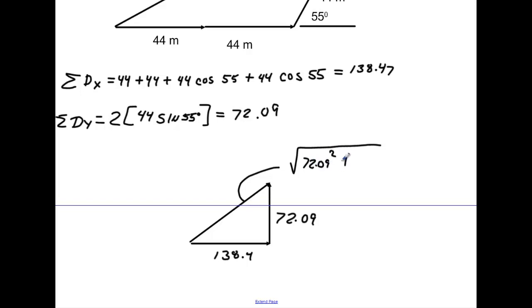After I square them, put the 7 down here too. Alright, let's run those real quick. 72.09 squared plus 138.47 squared. Take the square root of that. It gives me 156.11. That's all you had to do, I believe, and I believe it was problem 20 on the UT assignment.